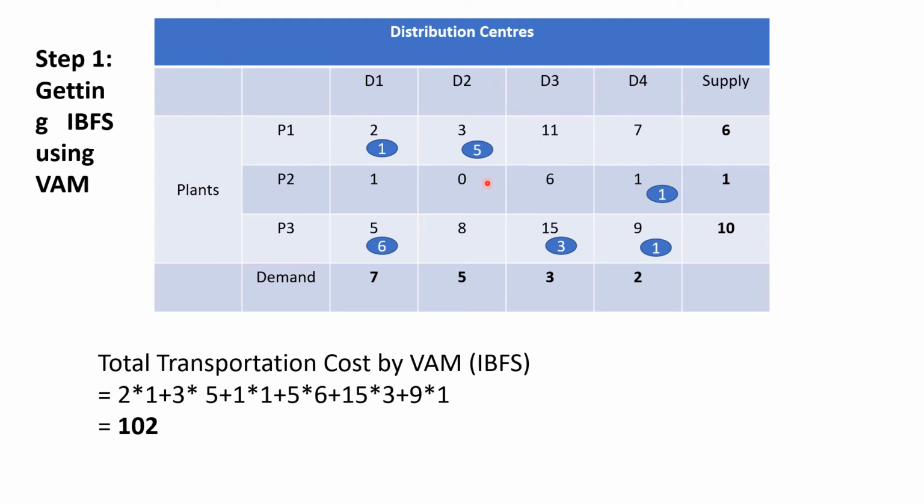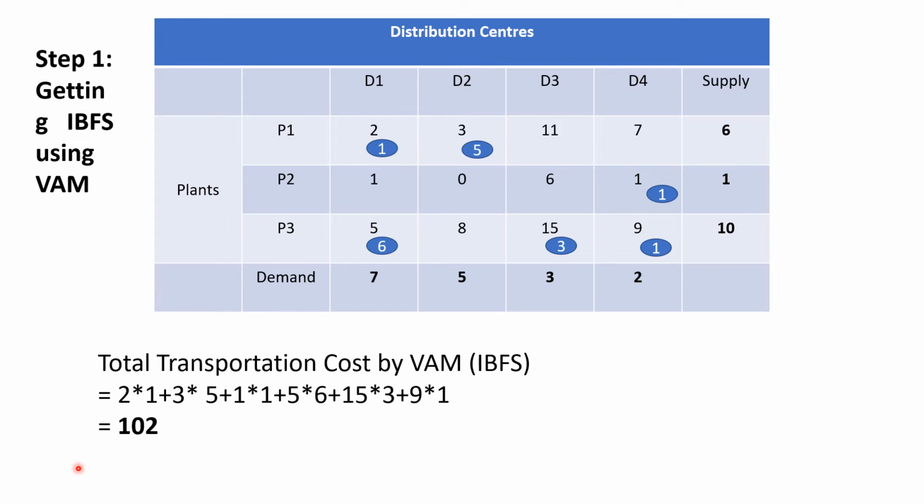After getting the initial solution by BAM, you will find that these are the allocations, right? So that means my total transportation cost is 2 into 1 plus 3 into 5 plus 1 into 1 plus 9 into 1 plus 15 into 3 plus 5 into 6, and that comes to be 102. Okay.